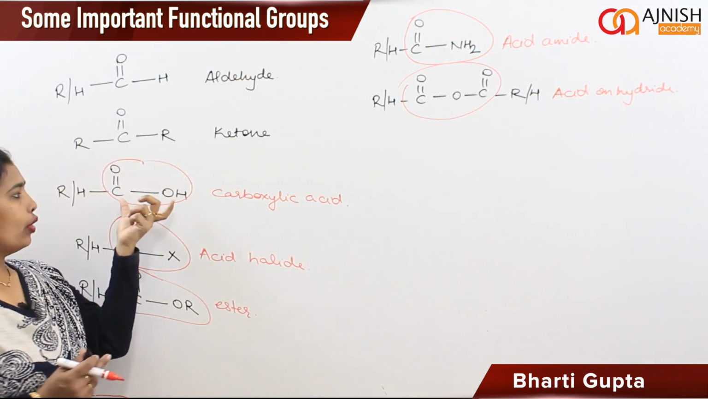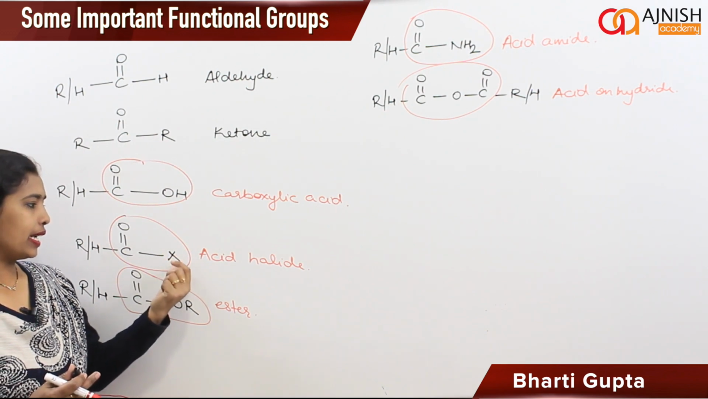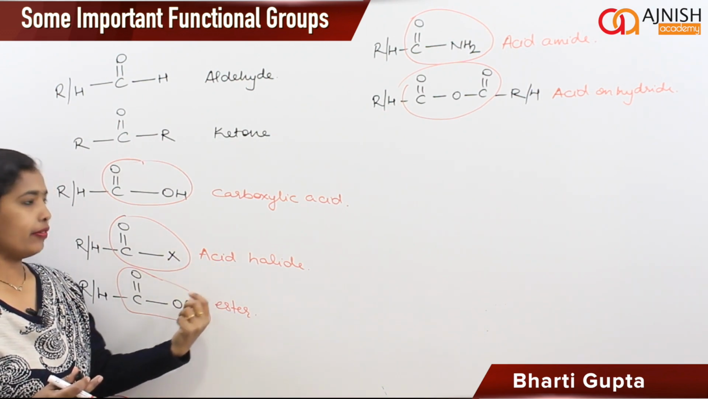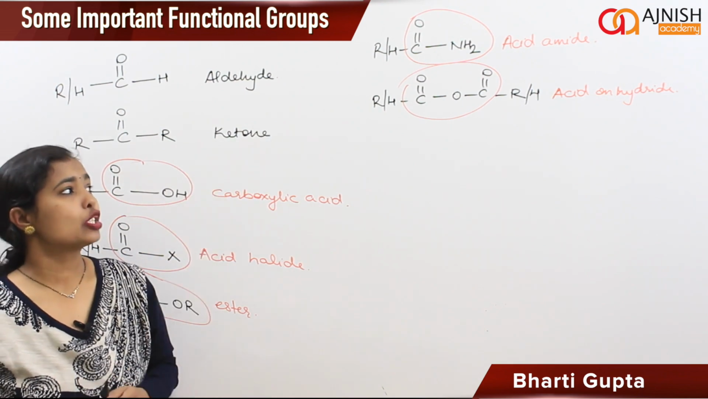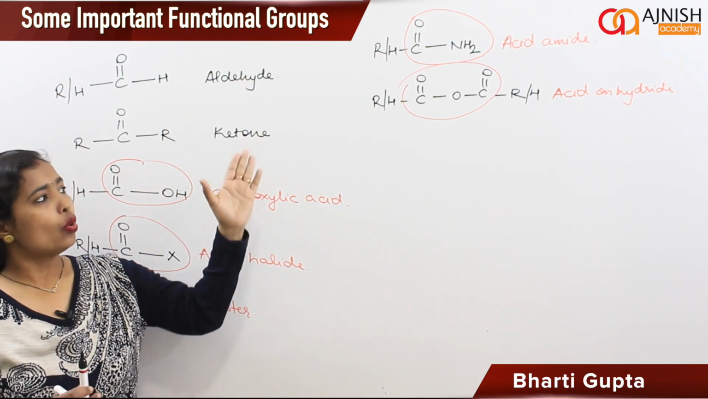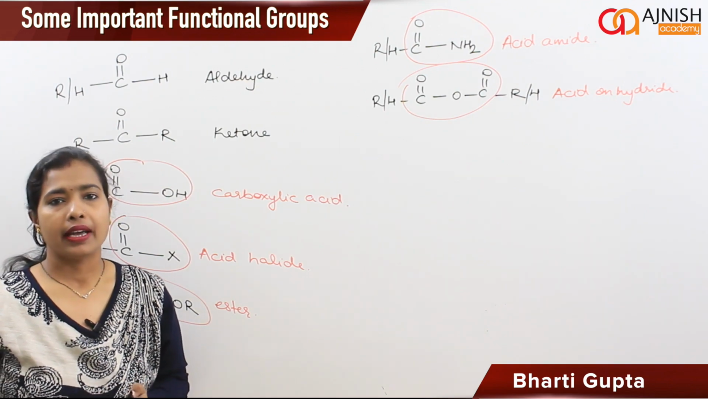In carboxylic acid, when the OH group is replaced by halogen, we get acid halide. If it is replaced by OR, we get ester. If it is replaced by NH2, we get acid amide, and if it is replaced by OCOR, then it is called acid anhydride.